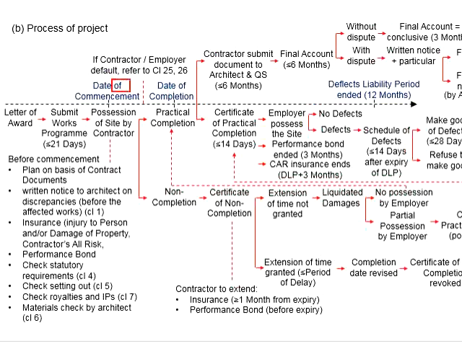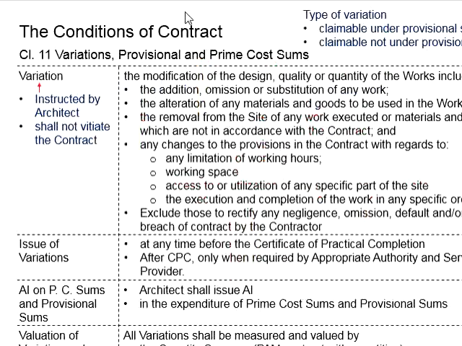Coming back with the executions of the work. During the executions of the work, variations may sometimes involve. This should be under the instructions of the architect and should not vitiate the contract. These variations occur when there are certain things which were initially not in the contract.